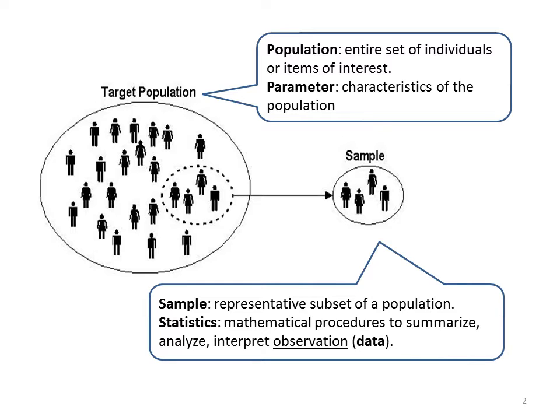In practice, it would be impossible to interview all the school children in the United States, so we take a sample to interview. We assume what is true of the sample will also be true of the target population. And the characteristics of the sample are called sample statistics. And the statistics are the mathematical procedures to summarize, analyze, and interpret the observations of the sample.